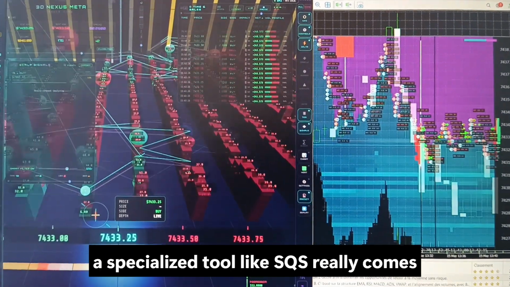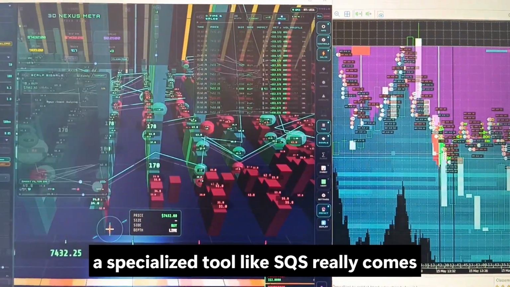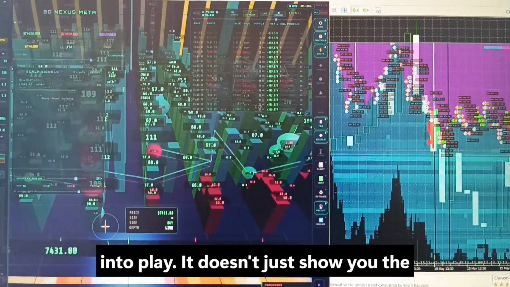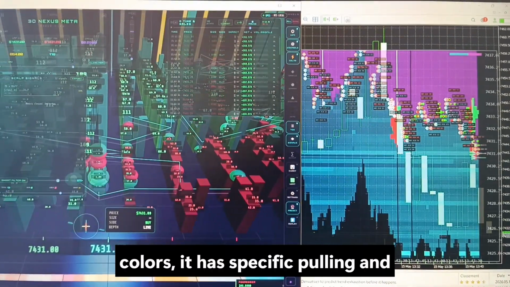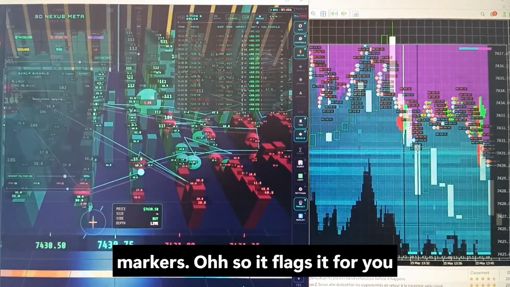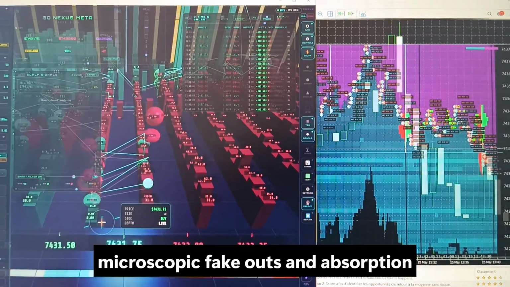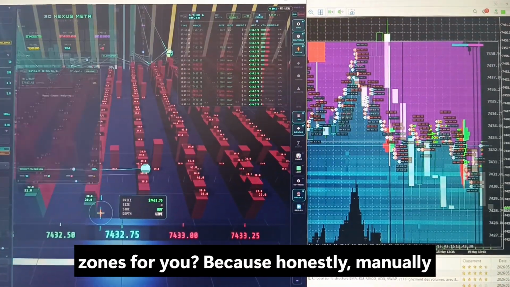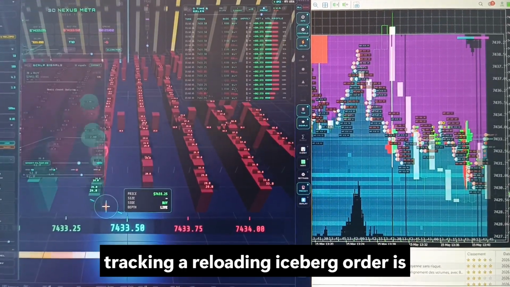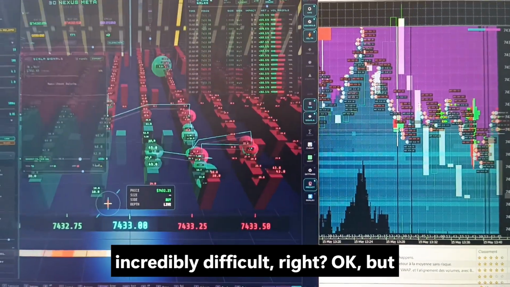Exactly. And this is where a specialized tool like NSEQNS really comes into play. It doesn't just show you the colors. It has specific pulling and stacking visualizers and absorption markers. Oh, so it flags it for you. Right. It actively flags these microscopic fakeouts and absorption zones for you. Because honestly, manually tracking a reloading iceberg order is incredibly difficult.